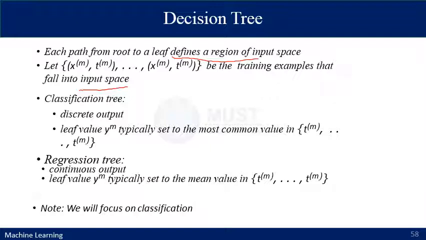On the other hand, a regression tree provides continuous output, and the leaf value, the output target value Y, is typically set to the mean value in that particular example input space. However, in this lecture we will focus on the classification task.